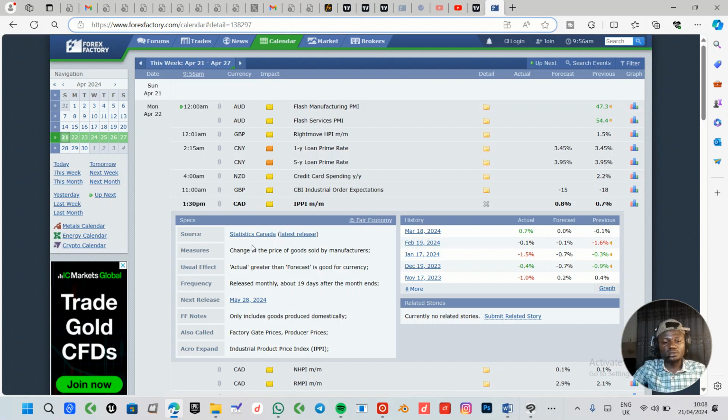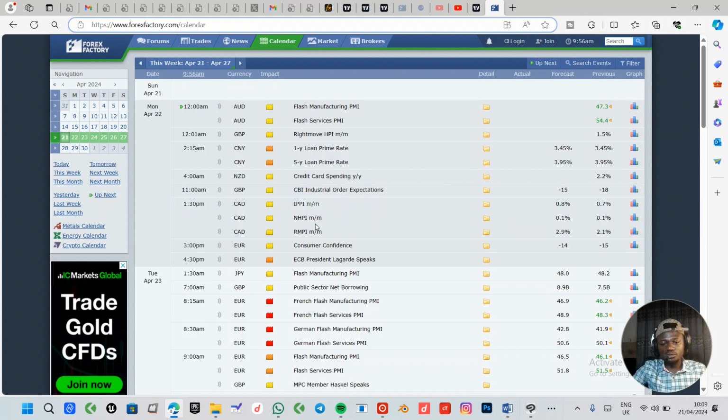You can see the source, the measures, usual effects, frequency, next release, and all of that. So you may not really need this so much. Most of the things you'll be paying attention to are the date, what news, and what time.